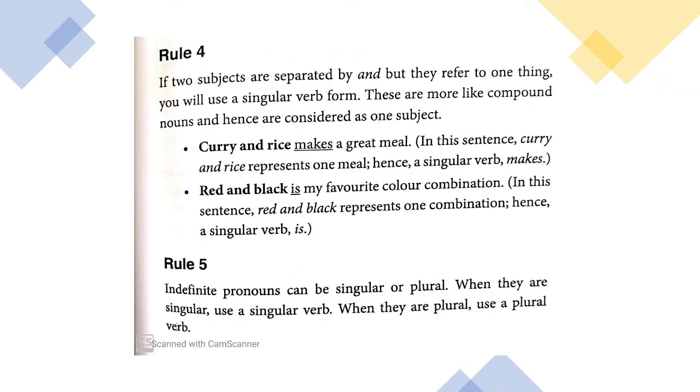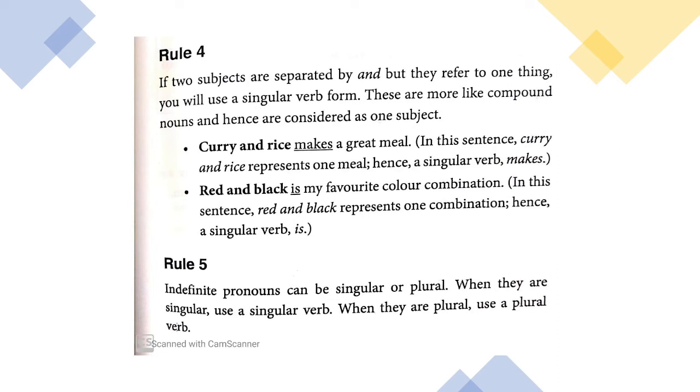Rule number 4. If two subjects are joined by and, but they refer to one thing, you will use a singular verb form. These are more like compound nouns and hence are considered as one subject. For example, curry and rice makes a great meal. In the sentence, curry and rice represent one meal. Hence, a singular verb makes is used here. Next sentence: red and black is my favorite color combination. In this sentence, red and black represent one combination. Hence, a singular verb is.